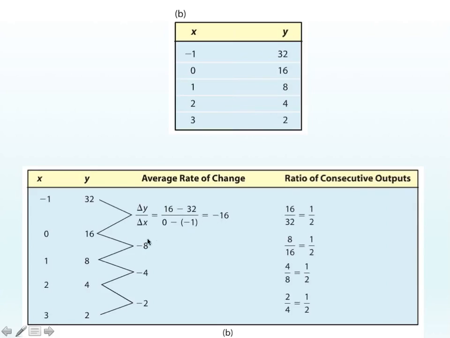Once you know that these two are not the same, you know that you cannot have a linear function, because in order to have a linear function, the average rates of change all have to be the same. So now what we do is we take a look at the ratios. So we take 16 over 32, that's going to reduce to 1/2. 8 over 16, also going to reduce to 1/2. 4 over 8 is 1/2, and 2 over 4 is 1/2. So since these are all the same, we know that we have an exponential function.